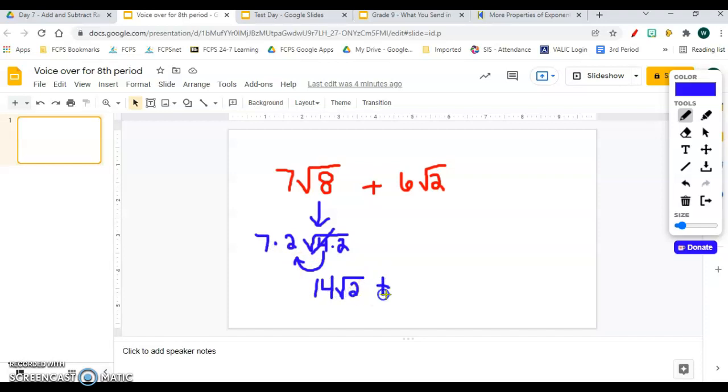And now when I look at the remaining part of the question, plus 6 times the square root of 2, I see that in the end they are like terms. They are both the square root of 2, and I can answer this question 20 times the square root of 2.